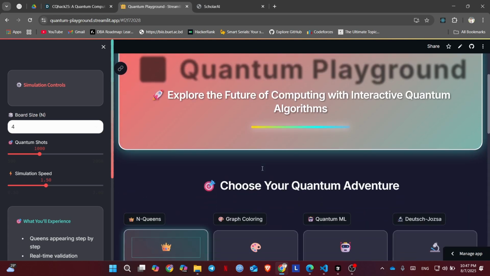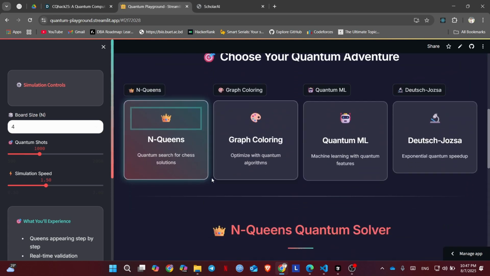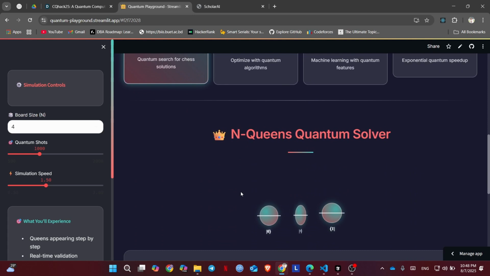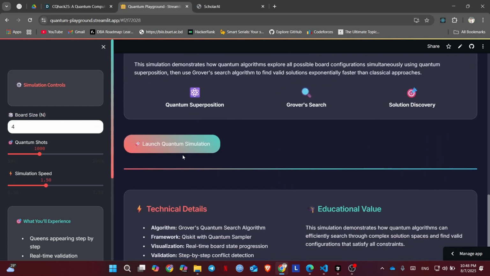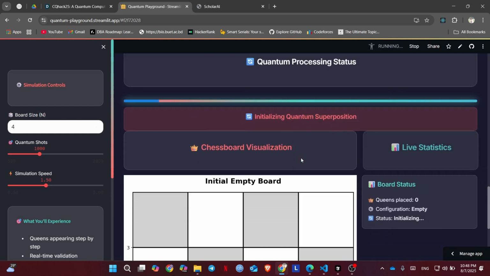Okay, let me demonstrate. Right here you can see the four categories. So first one is n-queens. The n-queens problem is an NP-hard problem where we need exponential time to find solutions. With quantum computing, we can solve this in linear time using quantum superposition and parallelism. Here we can select the board size, or the number of queens, and after launching the simulation, you can see what's happening here.